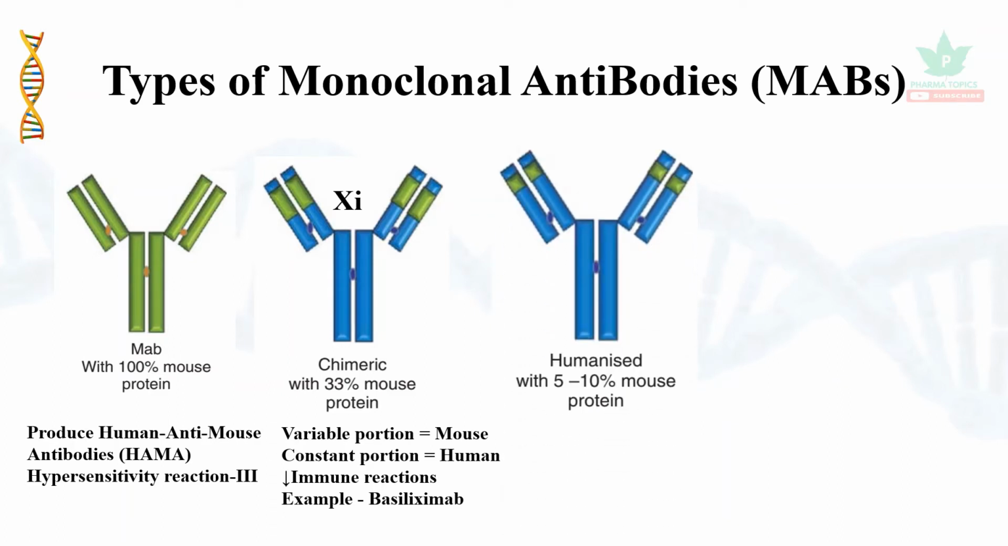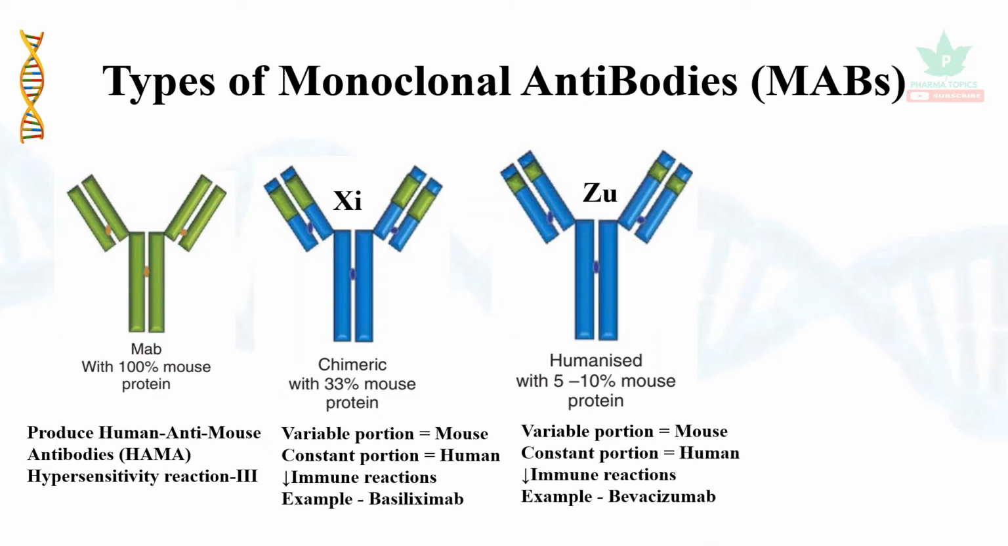The next is the humanized version. It contains a very small portion of the mouse protein. The drug name contains ZU in it. It is very similar to the previous case, the chimeric one. Example, bevacizumab. You can note ZU is present in the drug name.